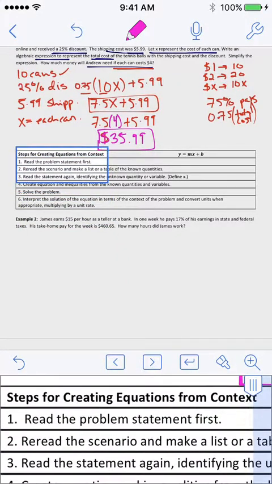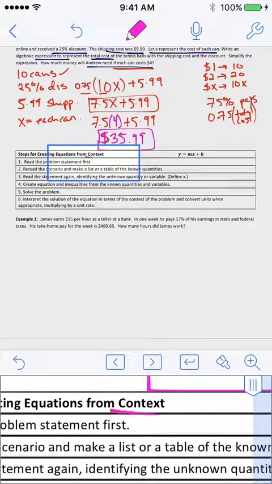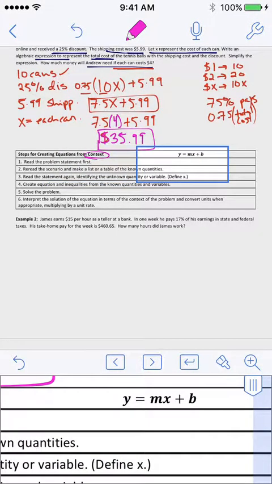Alright, so the steps for creating a linear equation from context. Remember, context means word problem, right? So everything is a word problem. We're going to set up this linear equation. This is what I'm going to start calling the general form of a linear. It's slope-intercept form, definitely. It's y equals mx plus b, and that's great. But when we have to think about word problems and stuff, I'm going to start using the pieces.